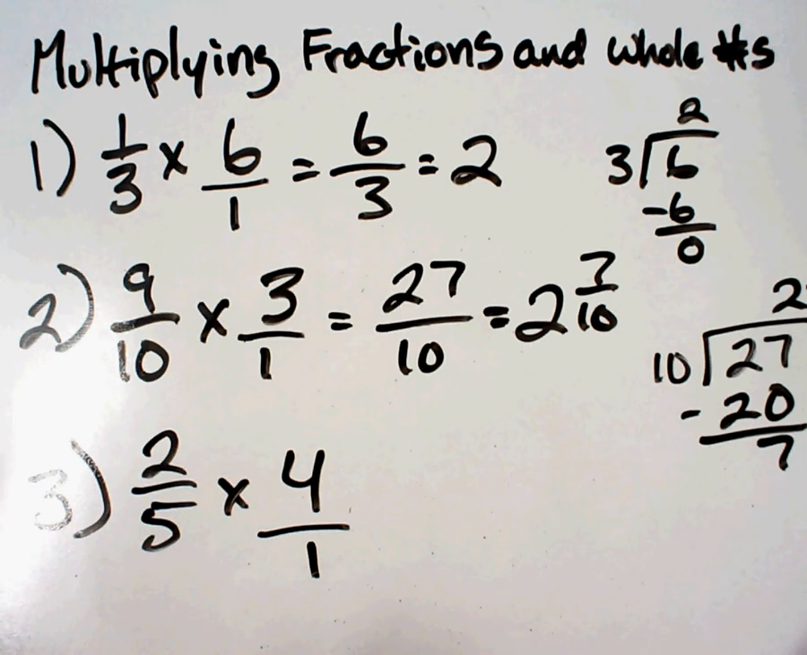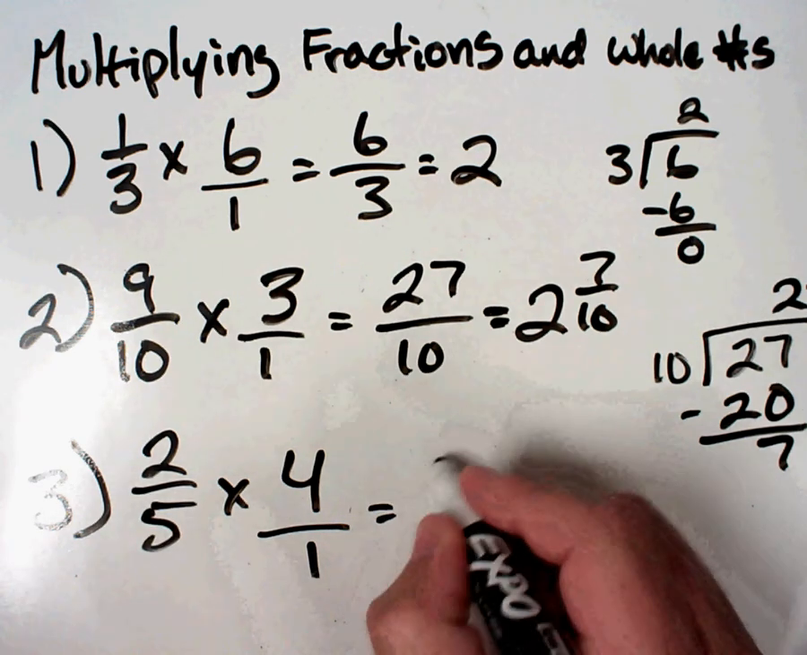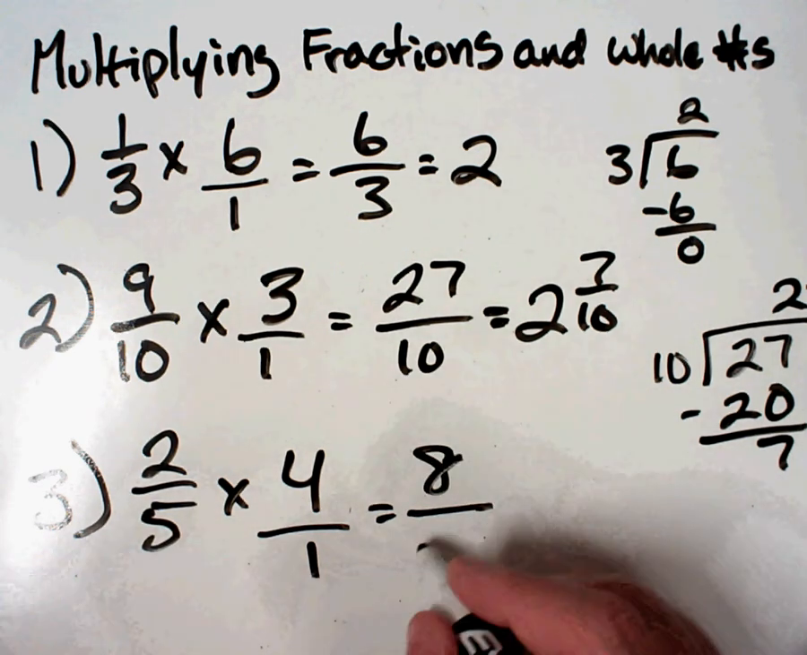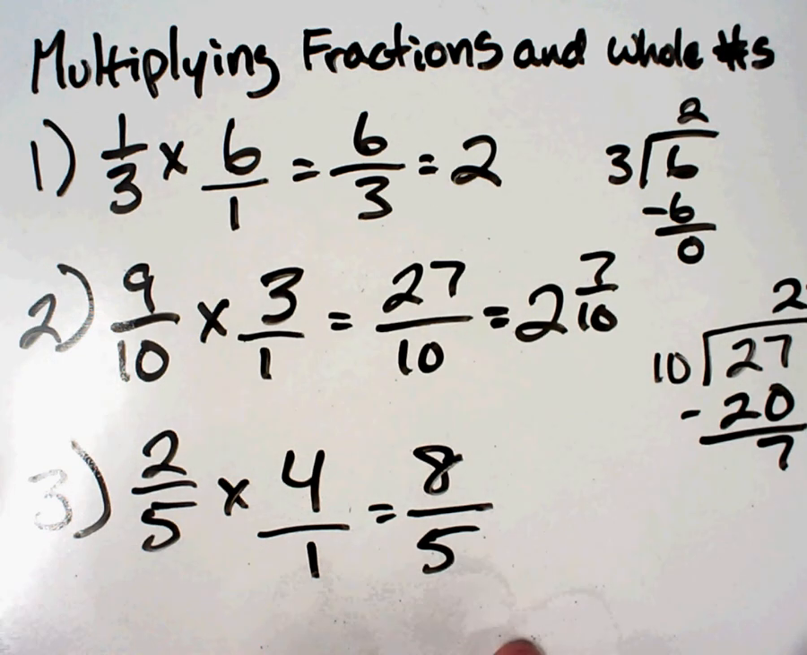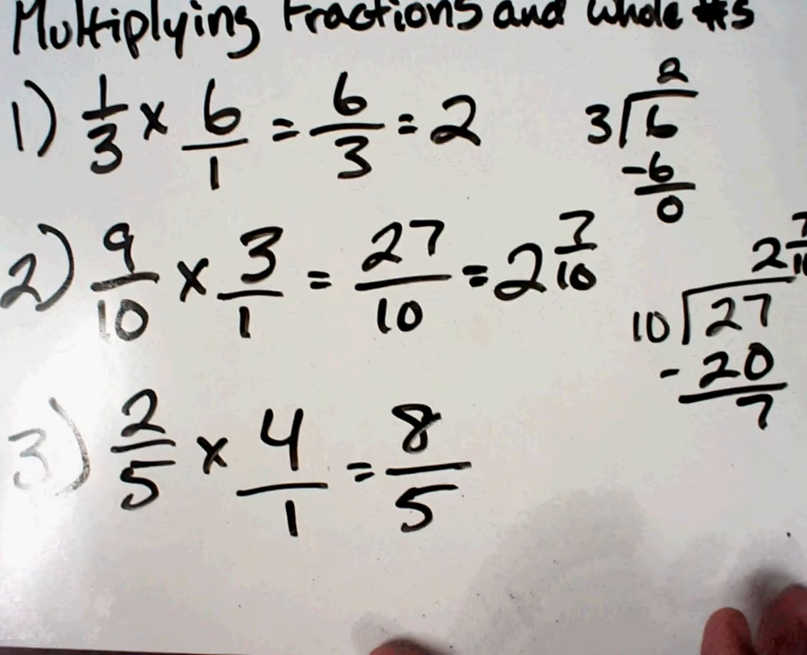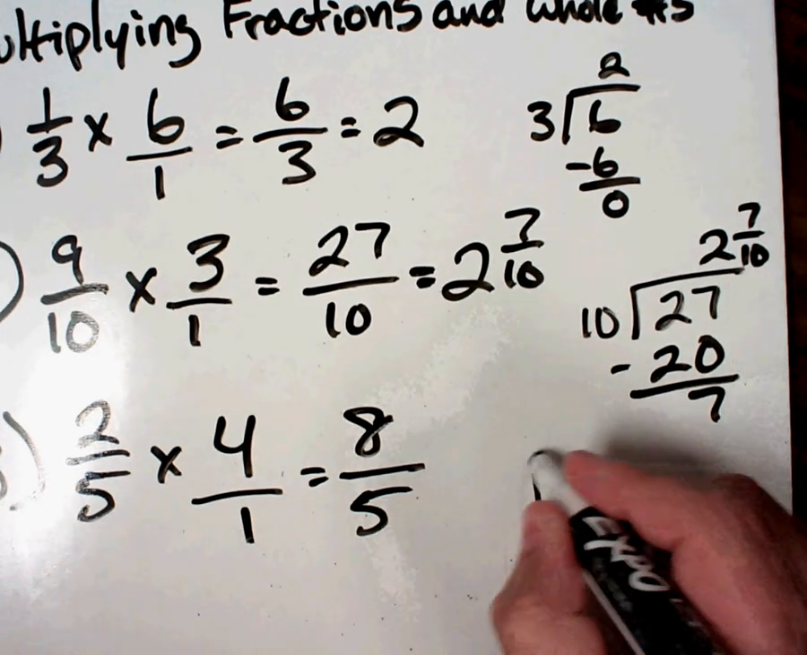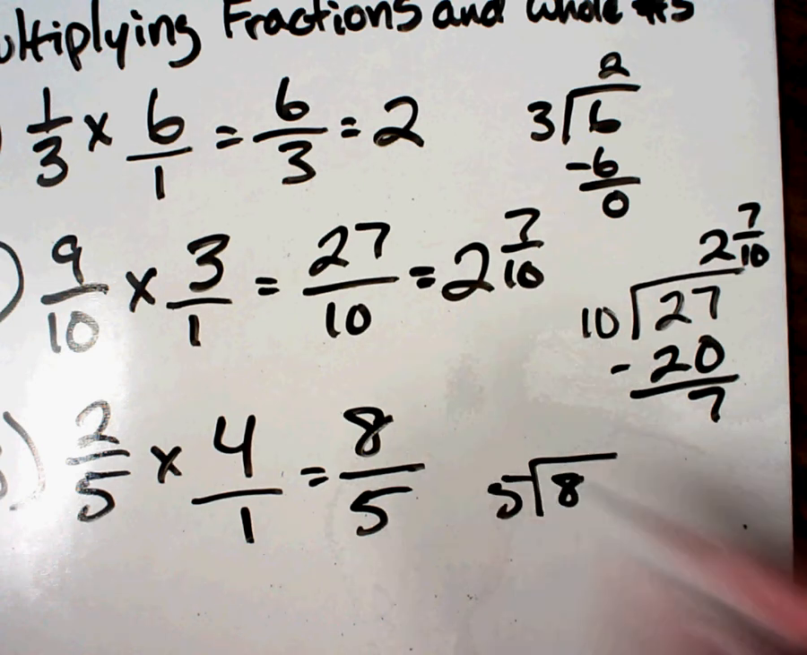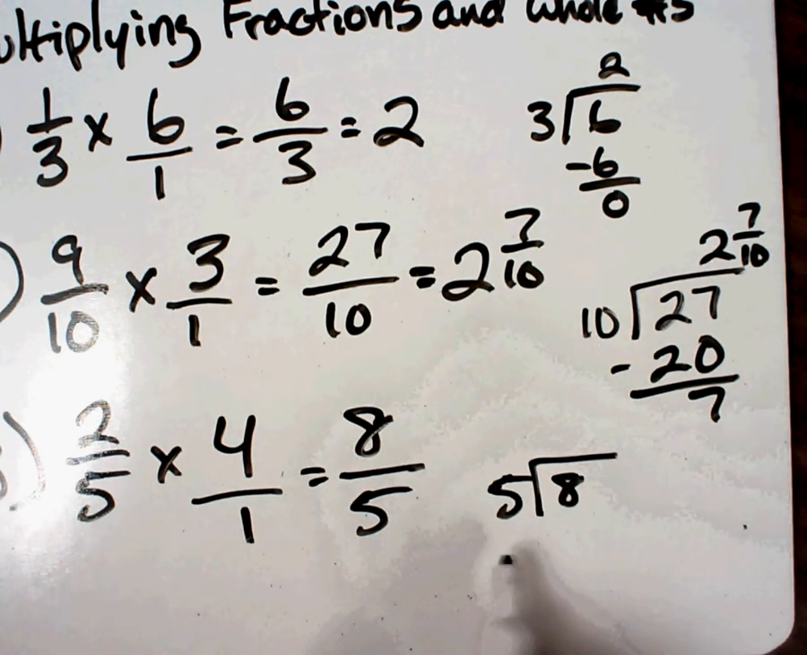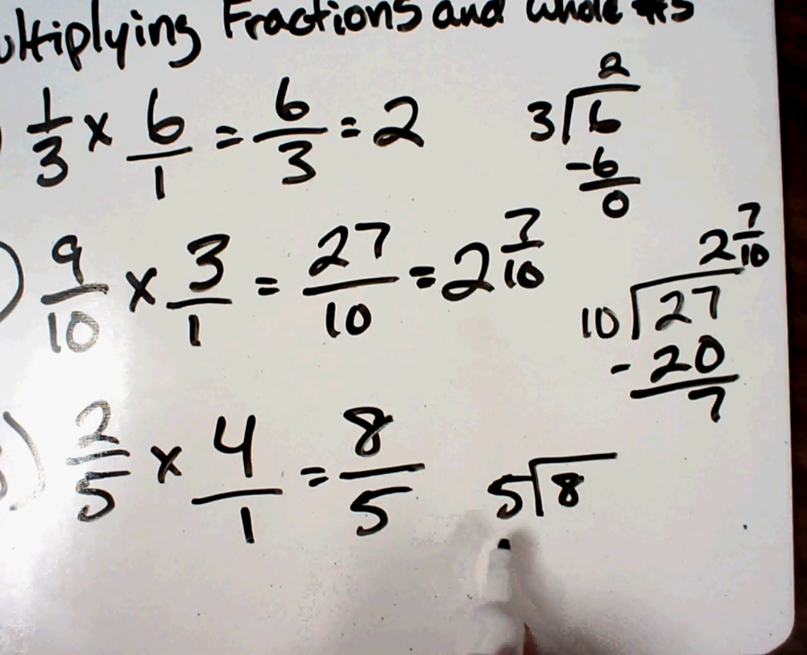And I'm just going to multiply across. 2 times 4 gives me 8. 5 times 1 gives me 5. So I've got 8/5, which is an improper fraction. So I need to change it to a mixed number. So I'm going to come off to the side here and divide 8 by 5. My 5 is always the denominator, or excuse me, the denominator is always on the outside. That's what I'm dividing by, and the numerator is always what I am dividing.